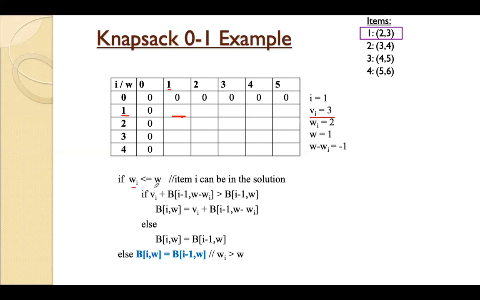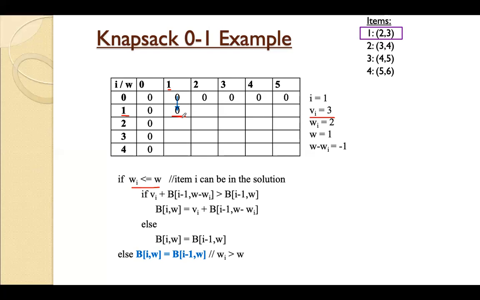This condition is false, so we'll go to the else part. B of I, W, that is B of 1, 1, is equal to B of I minus 1, W. That is the previous row, whatever 0 is there, that we'll write here as it is. I is 1, 1 minus 1 is 0. So we'll go to the previous row, whatever value is there, we'll write as it is. Okay, that's the first iteration.